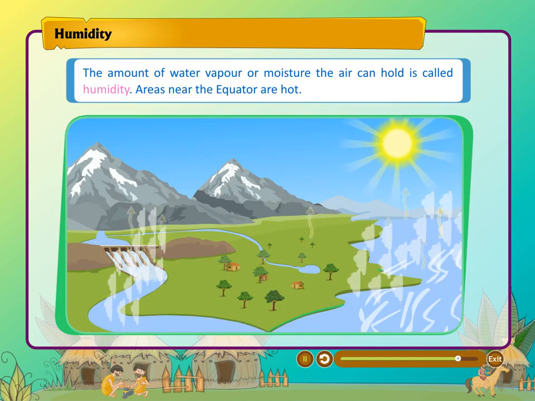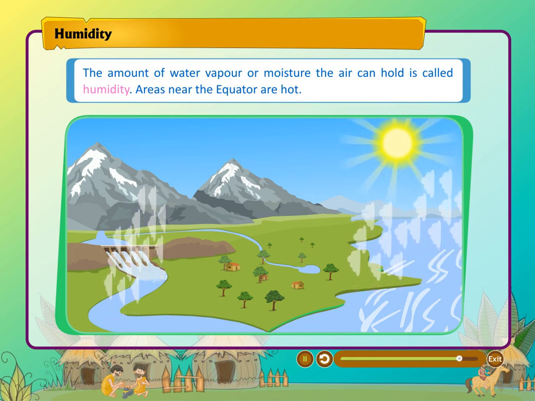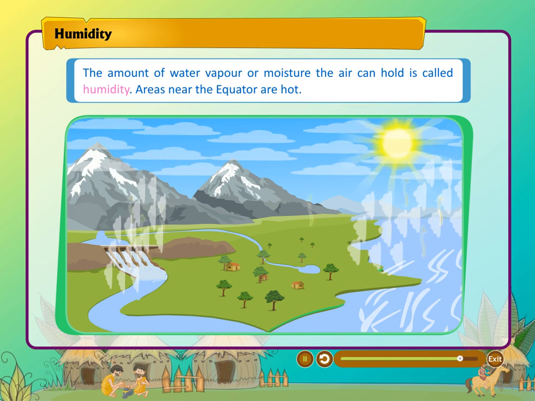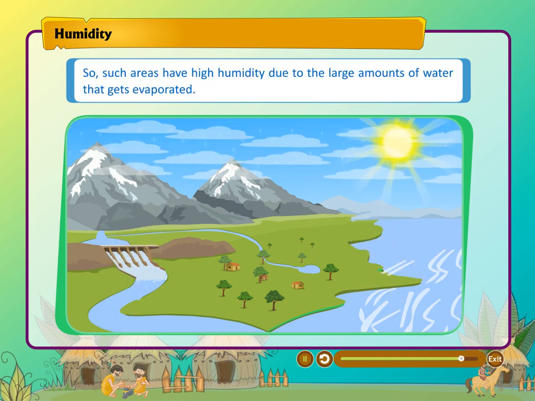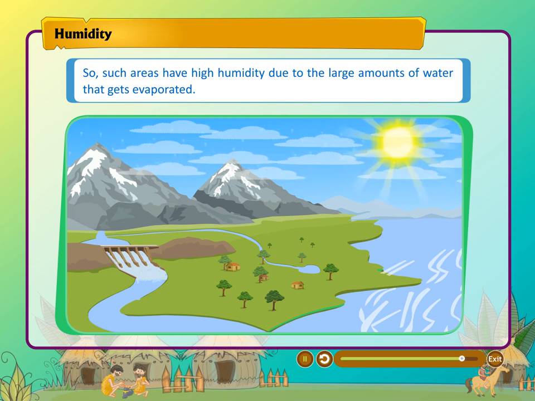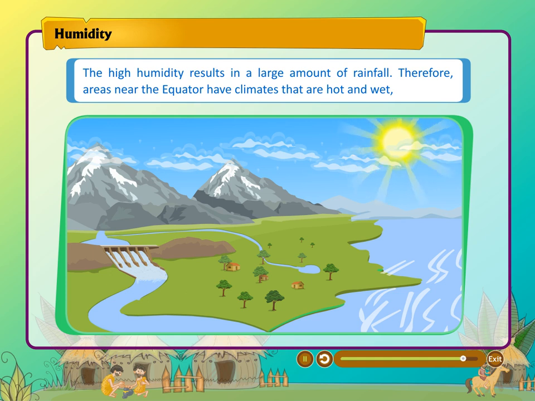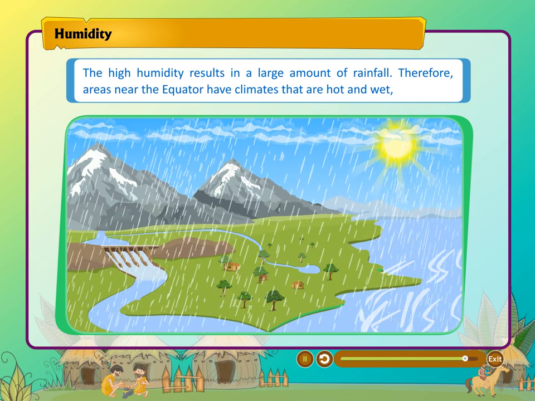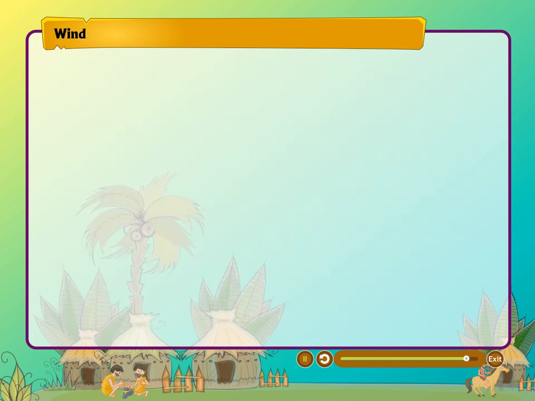Humidity. The amount of water vapor or moisture the air can hold is called humidity. Areas near the equator are hot, so such areas have high humidity due to the large amounts of water that gets evaporated. The high humidity results in a large amount of rainfall. Therefore, areas near the equator have climates that are hot and wet and tend to receive heavy rainfall.